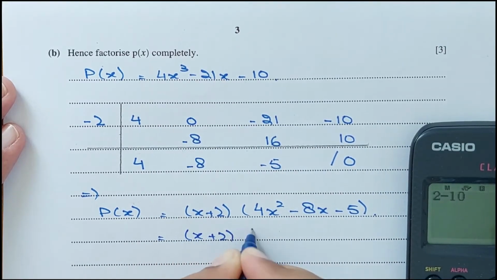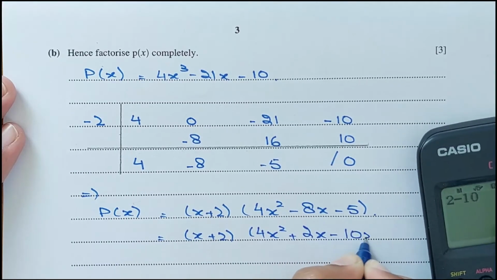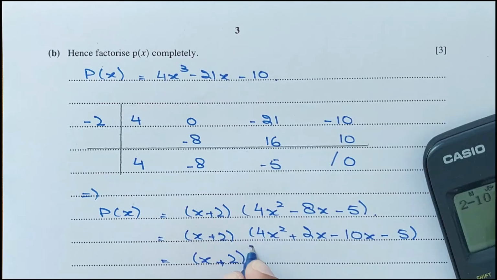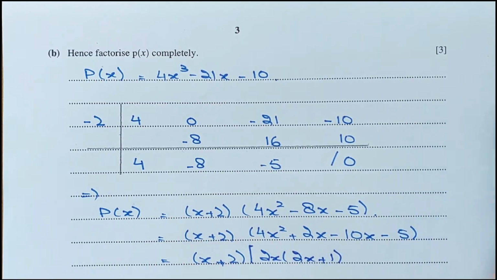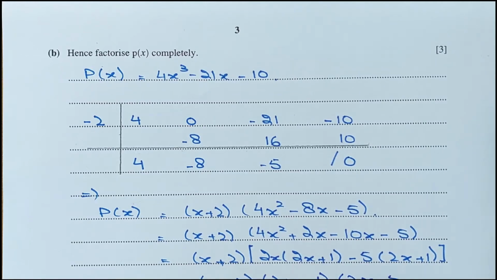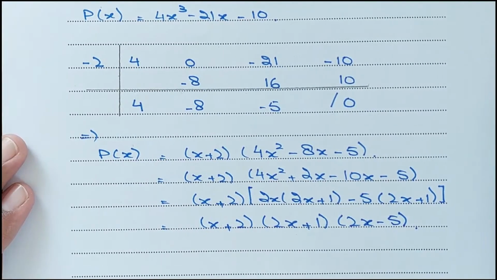x plus 2, 4x squared plus 2x minus 10x minus 5. Okay, x plus 2, we are left with, let me take 2x common. So 2x plus 1, and negative 5 is common, 2x plus 1. Okay, so the factors are x plus 2, 2x plus 1, and 2x minus 5. So this is the complete factorized form of the polynomial p of x.